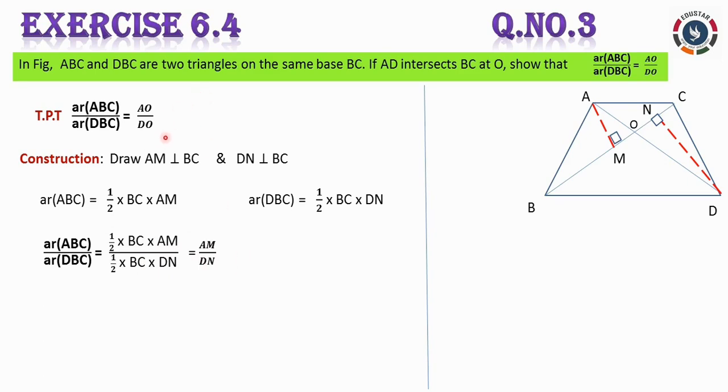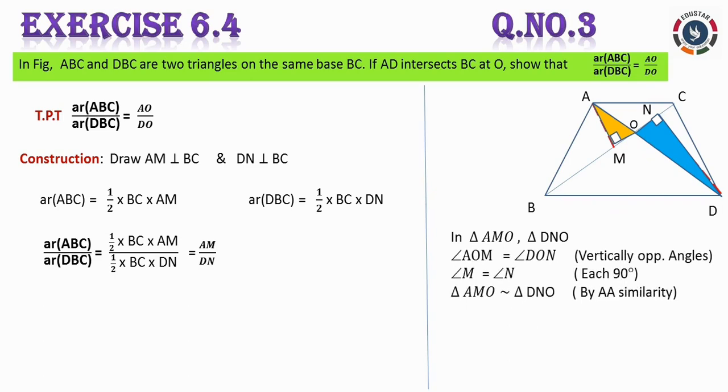But it is not equal to AO by DO, right? How do we make those two equal? Let's see now. We are going to prove that triangle AMO and triangle DNO are similar. We already know that those two angles are 90 degrees, and these two angles are vertically opposite angles. Using that information, we prove that the orange color triangle and the blue color triangle are similar to each other by AA criteria. And we get at last the ratio AM by DN equal to AO by DO. So now we got AM by DN is equal to AO by DO. So which one did we want to prove? Am I clear?